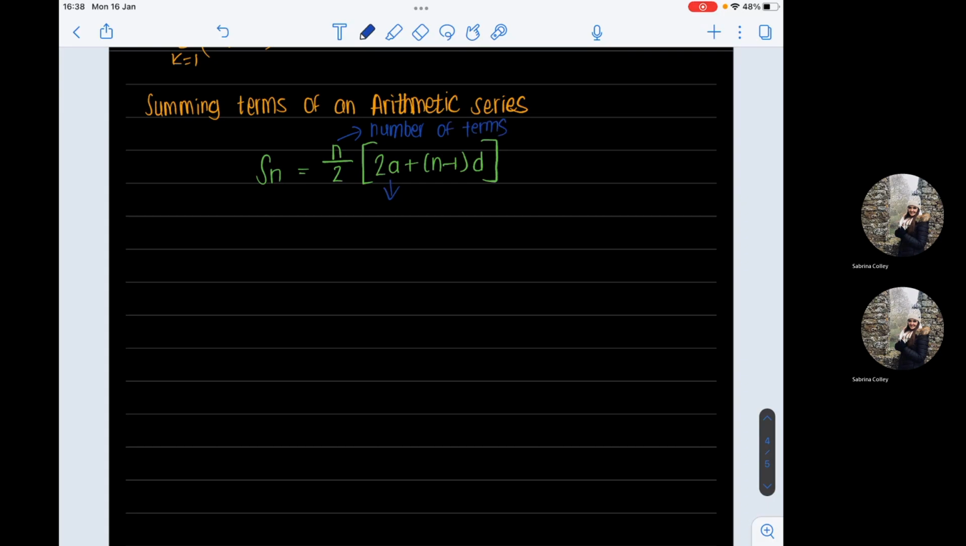The a is my first term value, and d is our difference. Remember with arithmetic, it has that constant first difference. You might recognize that a plus n minus 1 d is the general formula for an arithmetic sequence. If you want to see how they got to this summing formula, please let me know and we can go through it together.